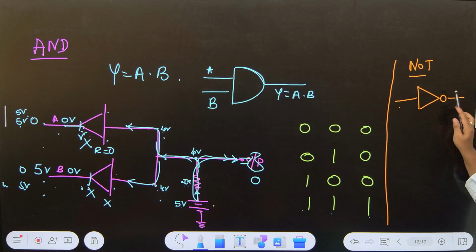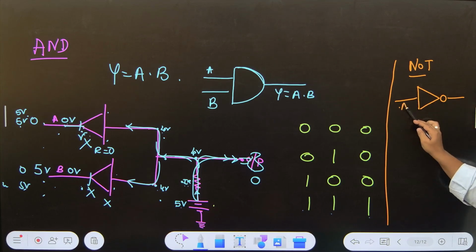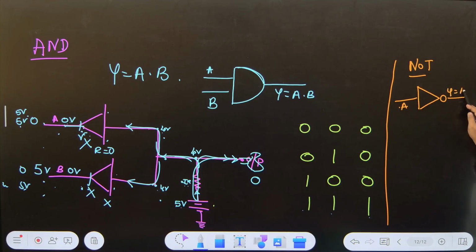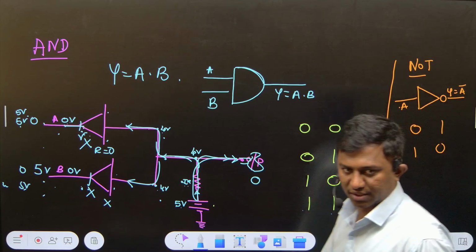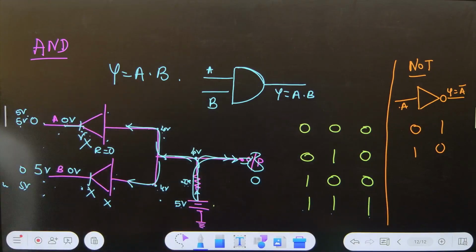Only one input, one output. If you give A, Y is equal to how much? A bar. That is the symbol. We already know the truth table: 0 gives 1, 1 gives 0. Nothing else is needed. Simple. That's it for the NOT gate. The symbol of the NOT gate and the truth table, the circuit is not required. Nobody is going to ask any circuit for us.